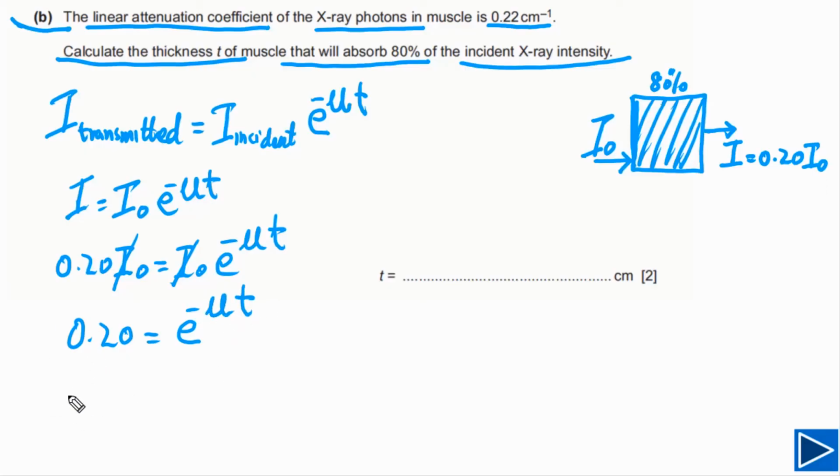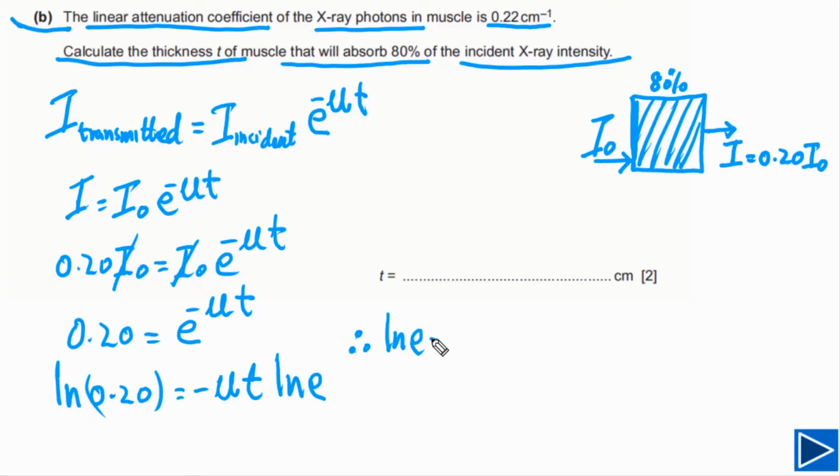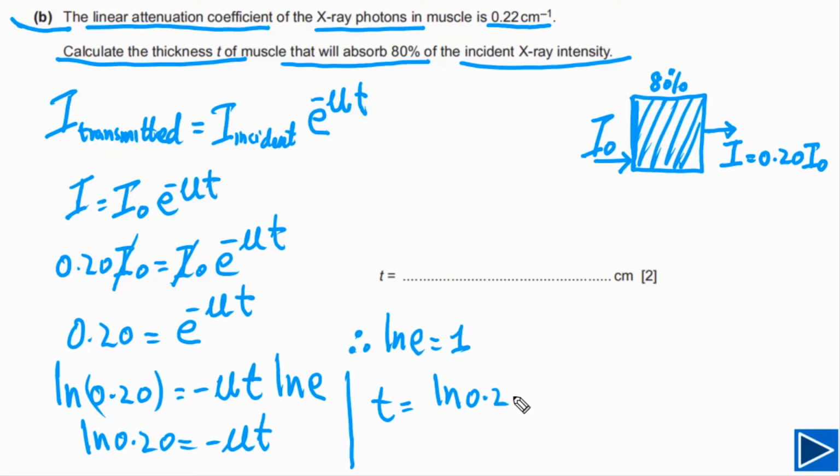Now if we take ln on both sides, we get ln of 0.20 on this side, and negative mu times t times ln of e. Ln of e is equal to 1. So simply we are left with ln of 0.20 equal to negative mu times t. But we need to calculate the value of t. So t will be equal to ln of 0.20 divided by negative mu.